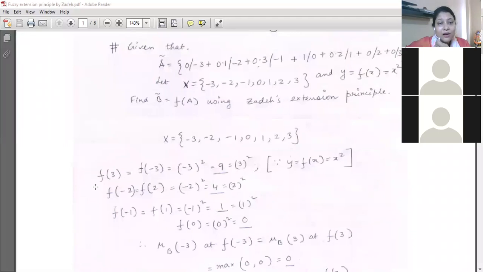Now we are going to compute f of minus 3. F of minus 3 is nothing but minus 3 whole square, that is 9. You can surprisingly see that f of 3 also gives you 9, right? So basically f of 3 is equal to f of minus 3 for this particular problem, and for both cases we obtain 9.